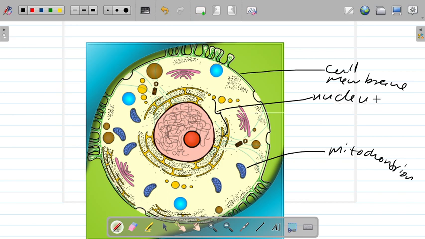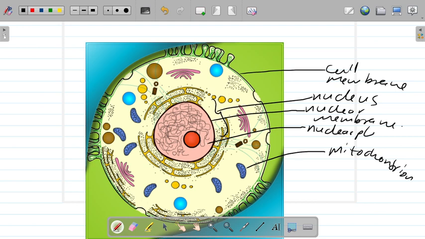A cell has what we call the nucleus. The nucleus has a nuclear membrane. The nuclear membrane has pores, which are small holes where RNA enters and leaves. So you have the nuclear pores, and it's a double membrane. Remember, it's a double membrane. Then inside we have the nuclear plasm, that jelly-like substance inside the nucleus where you find your DNA.